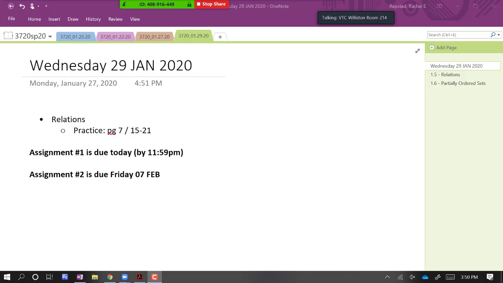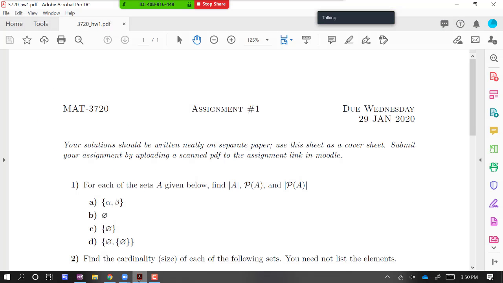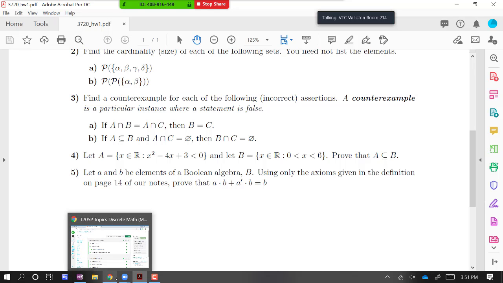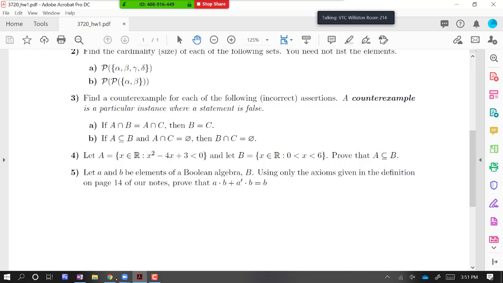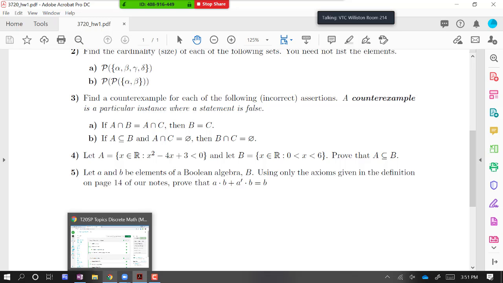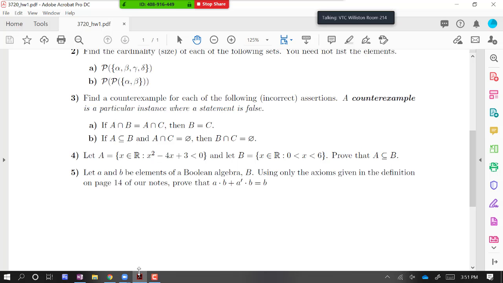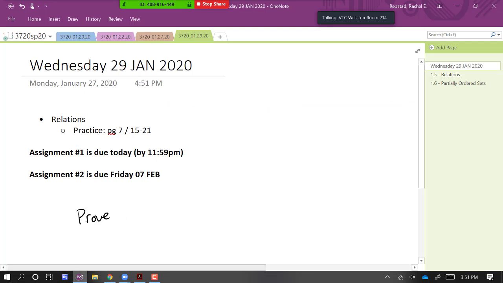I have a question about number 5, just kind of how to get it started. So 5, oh yeah, okay. So we want to use the axioms, meaning those properties of a Boolean algebra. So that was commutativity, associative, distributive properties, the complement laws, right? And the identity laws. So we want to prove that AB plus A'B is B.